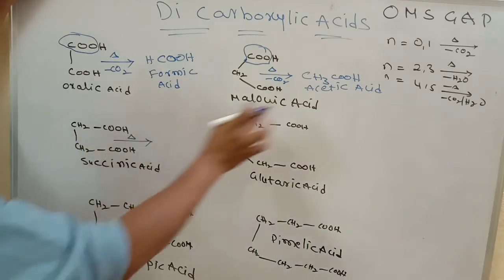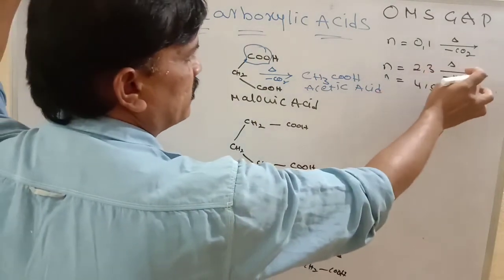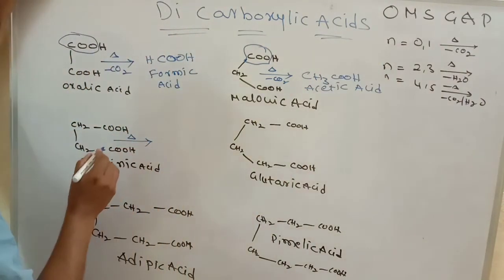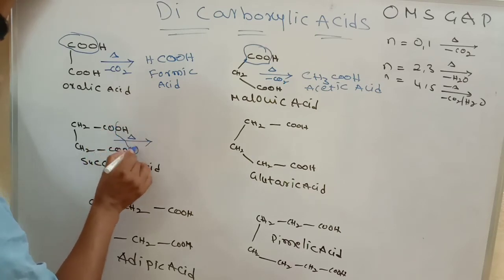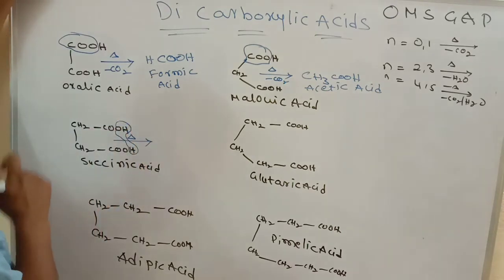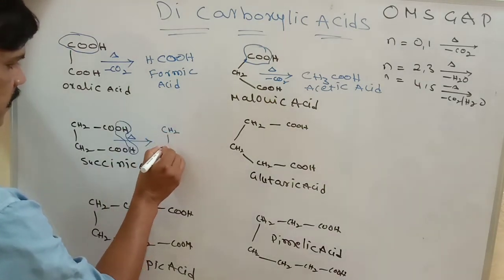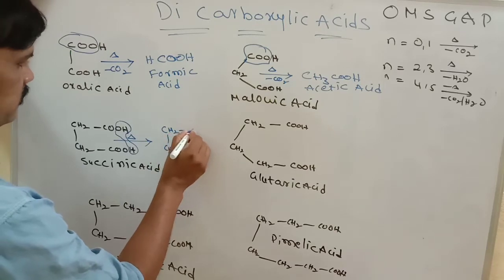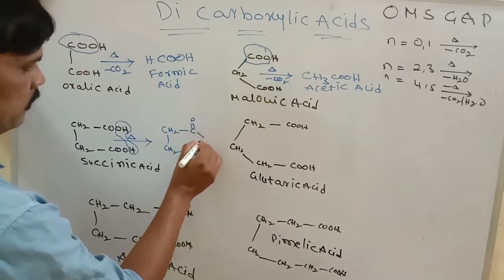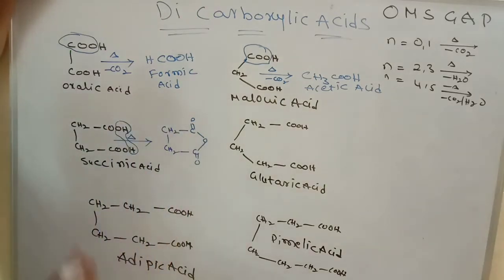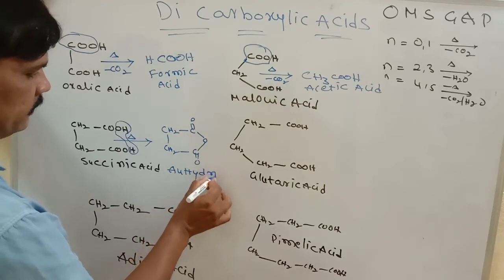Now, heating this succinic acid: in between the COOH groups, 2 carbons are there. With 2 or 3 carbons, just eliminate a water molecule. Here this is OH and this is H, so H2O we are eliminating. So CH2, C double bond O, and now this is an anhydride.